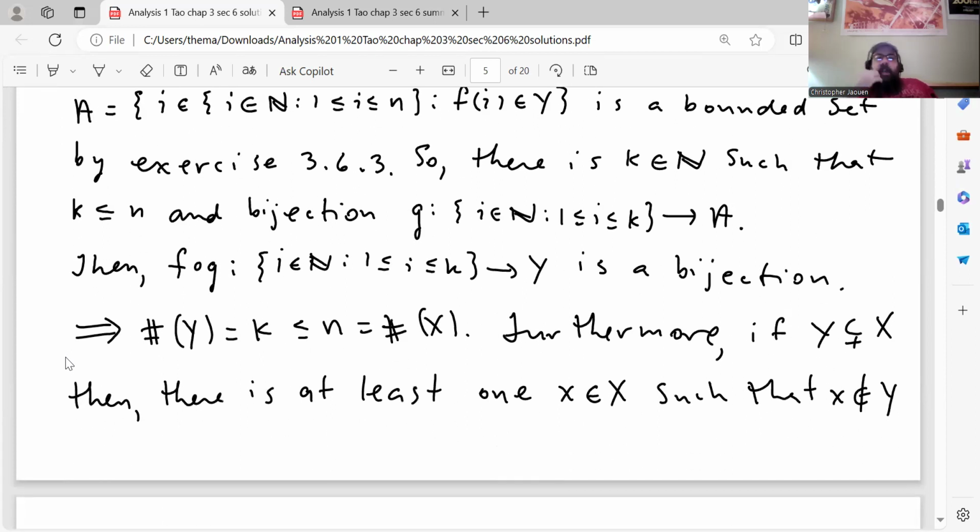Then the composition of F with G, from the set of natural numbers 1 to K to Y, is a bijection, which implies that the cardinality of Y is equal to K, which is less than or equal to N, which is equal to the cardinality of X.